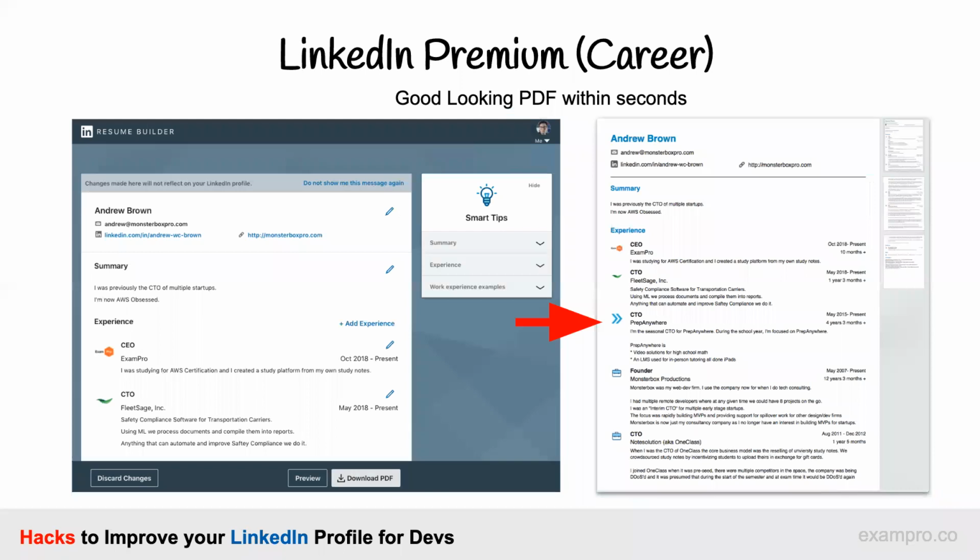This is a nice feature. In LinkedIn Premium, it will produce a nice-looking resume for you. I like it. I generated it and attached it to my profile as an example. But yeah, it just looks nice.